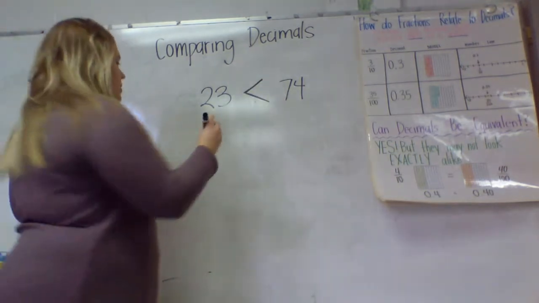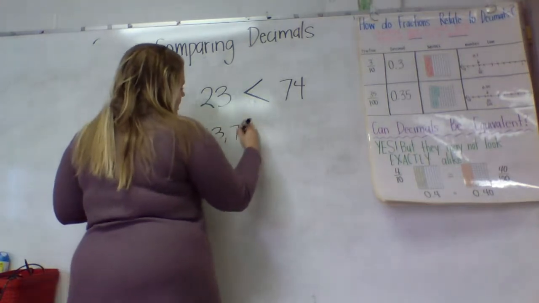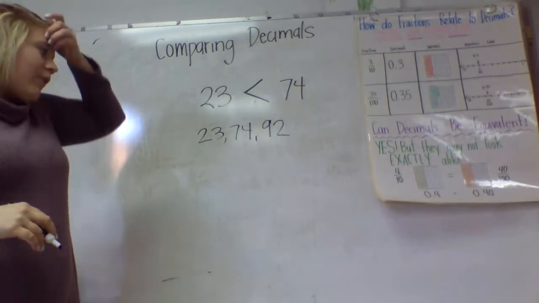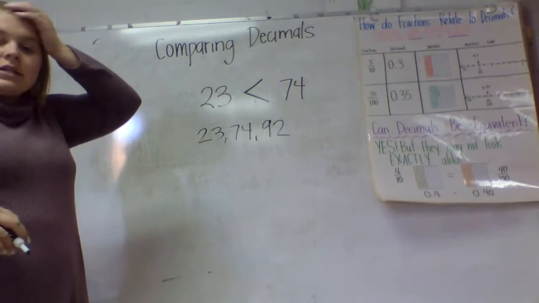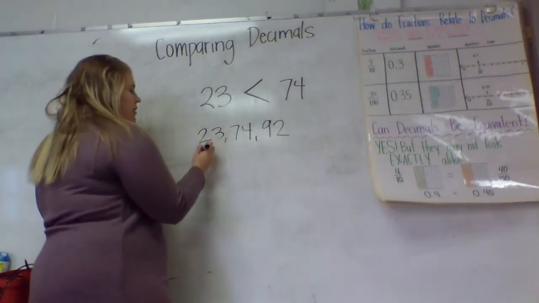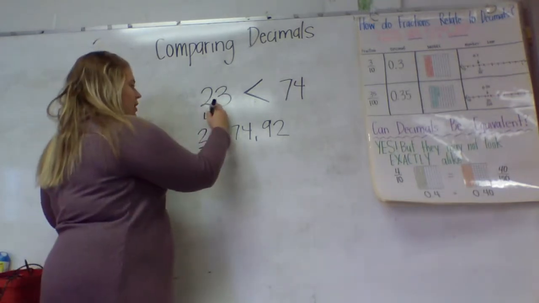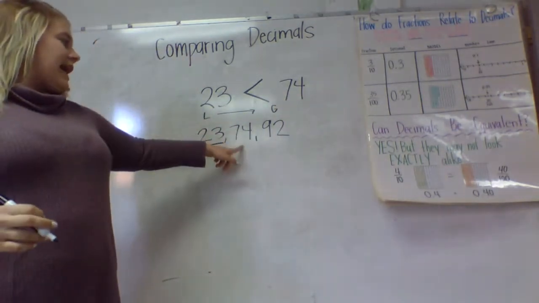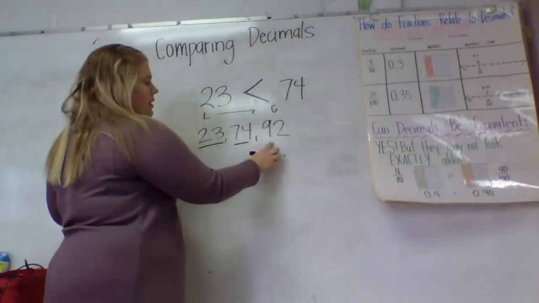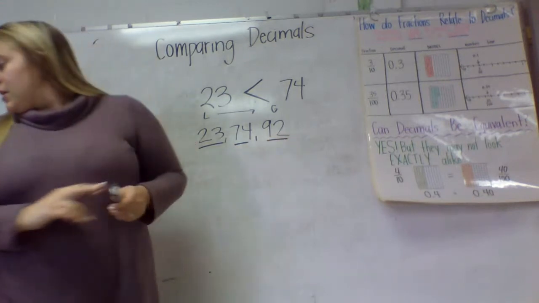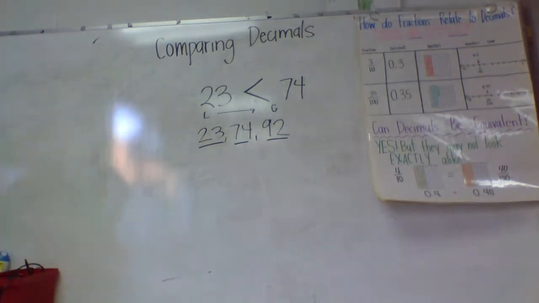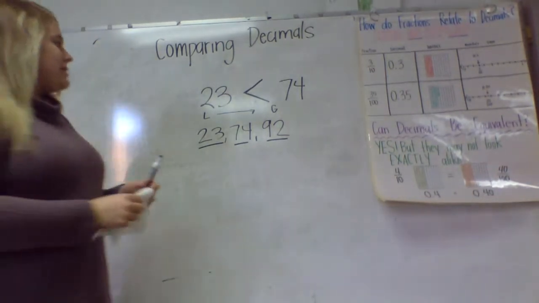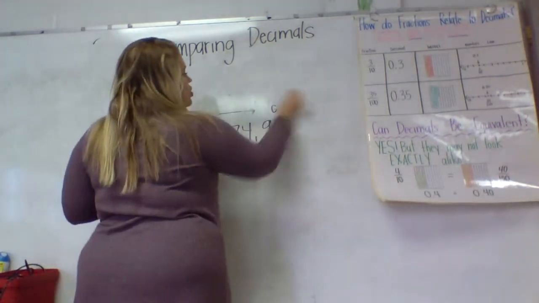If I were to give you the numbers 23, 74, and 92, and I said I want you to put those in order from least to greatest. 23 is my smallest number, so I know it's going to be 23. The next smallest number is 74. The next smallest number is 92. So least to greatest means you put them in order from the smallest to the largest. So greatest to least, you're going from the largest to the smallest.